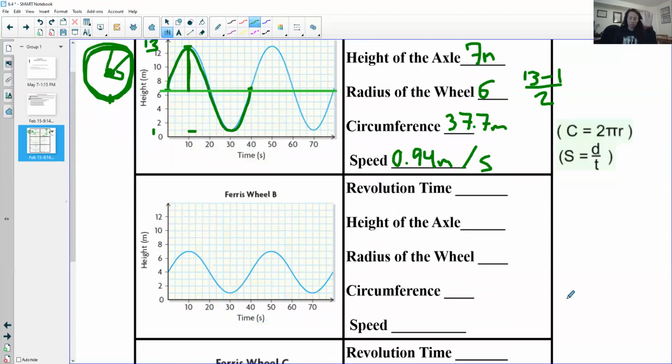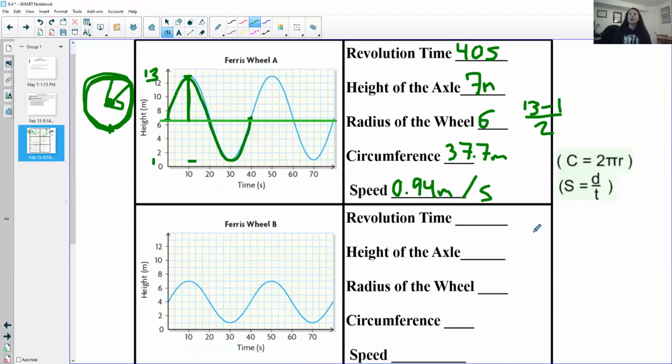Okay, and the whole point of today is just looking at different ones, seeing the different graphs and how the values would change for each. Okay, so I'm going to go through this one a little faster. The revolution time is the amount of time it takes to complete a cycle. In other words, we're looking for the period of the function. This one is also 40 seconds. So this has the exact same revolution time, but the height of the axle is lower.